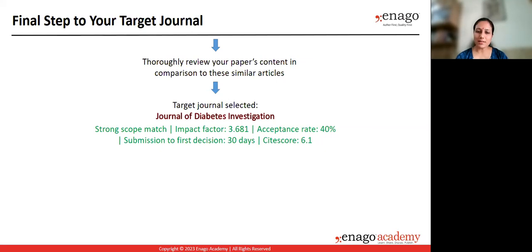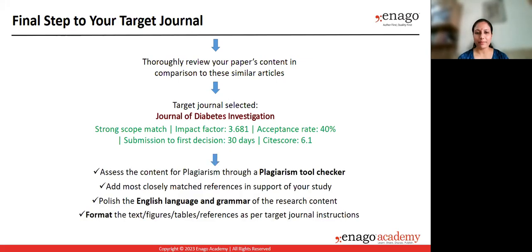Why have we not considered BMJ Open Diabetes Research and Care for this paper? One of the reasons is that its acceptance rate is lower, at 25%. It has a little higher impact factor, 4.275, and a low site score, which is 4.2. Several other parameters were taken into consideration during this judgment process, coming down to this Journal of Diabetes Investigation as our target journal now.